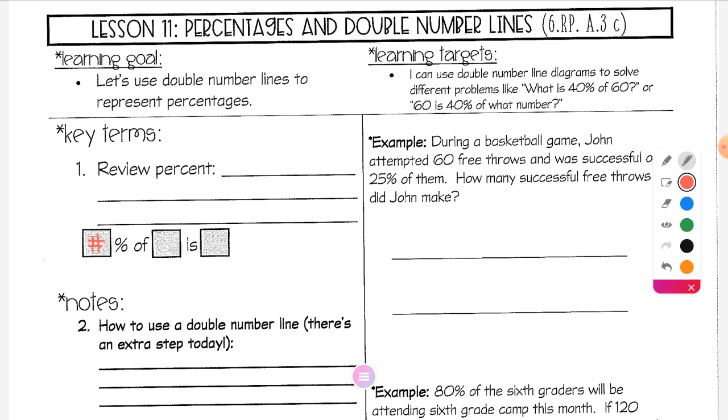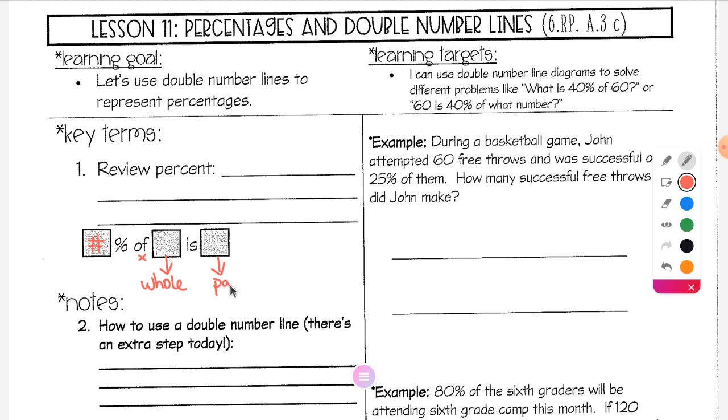What does the word of mean? Multiply. So I'm going to put a times sign there. What is this box representing? Leo? The whole. And this box is representing the part.